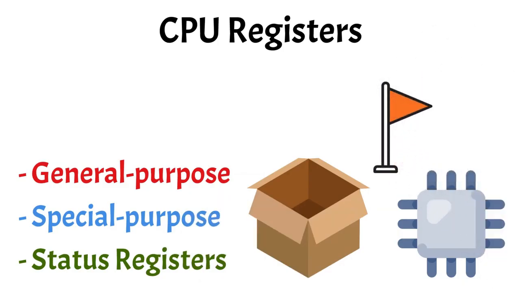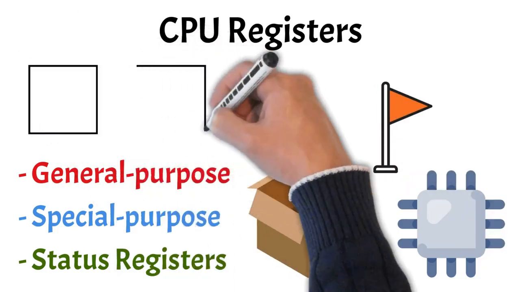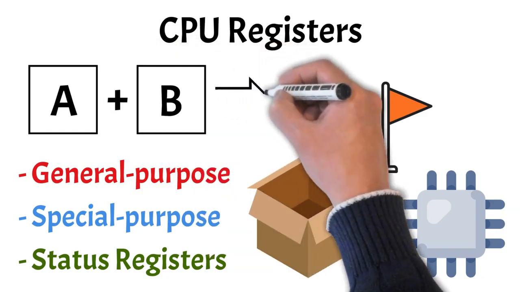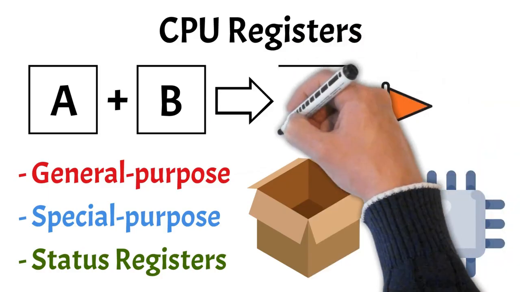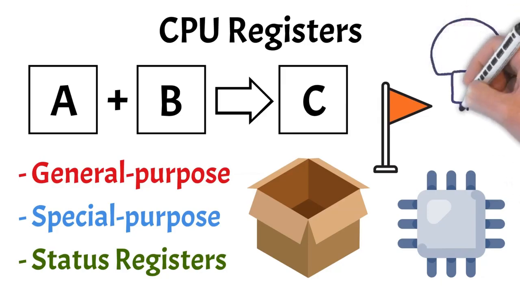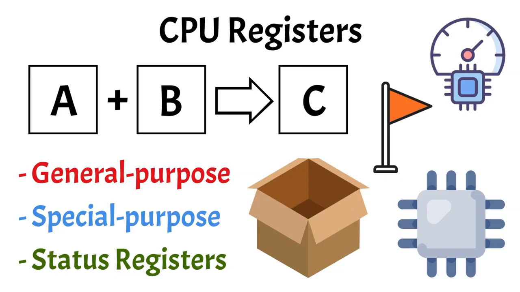For example, consider a simple operation where you want to add two numbers. The CPU might first load the first number into a general-purpose register, let's say register A, and the second number into another general-purpose register, register B. The addition operation is then performed using these registers, with the result stored in a third register, register C. This use of registers allows the CPU to perform calculations rapidly, significantly enhancing overall performance.